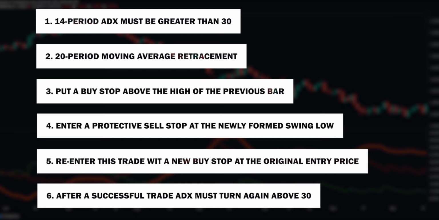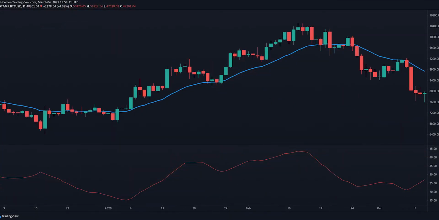Note that for sell signals, the rules are the same, but reversed. Let's take a look at a couple of examples now. We are on the daily chart of Bitcoin dollar, and you can see that on 26th of January 2020, we have a buy signal, since all of our criteria are met.